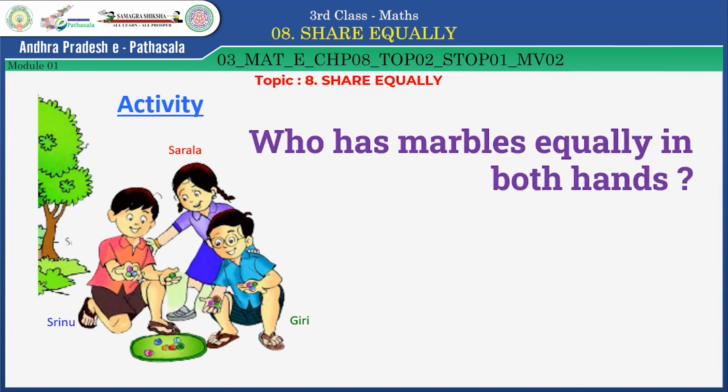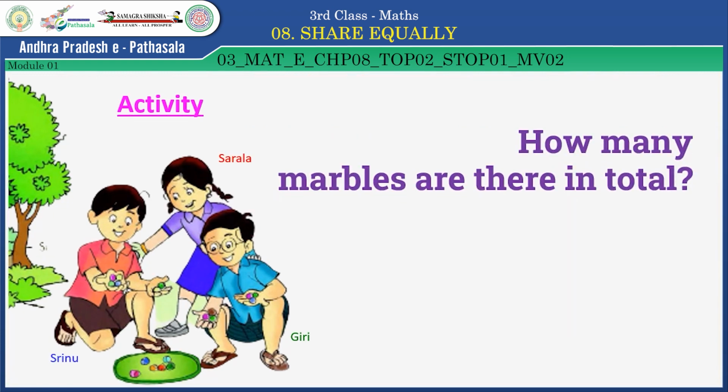Who has marbles equally in both hands? Srinu's one hand, 4 marbles, and in the other hand, 2 marbles. They are not equal. In Giri's one hand, 3 marbles, and in the other hand, also 3 marbles. That means the answer is Giri. That's right. How many marbles are there in total?